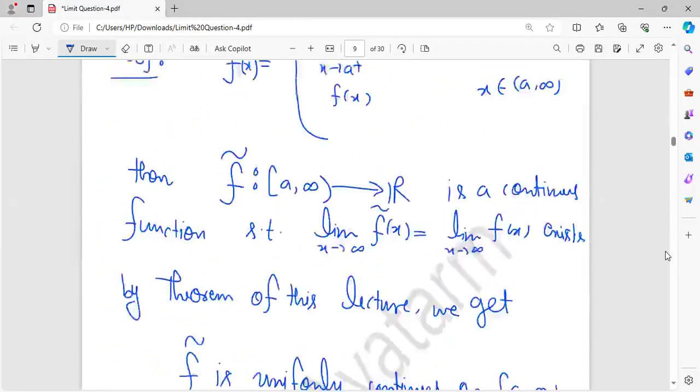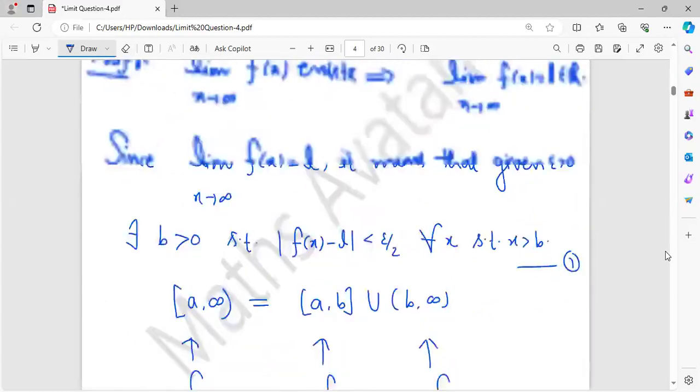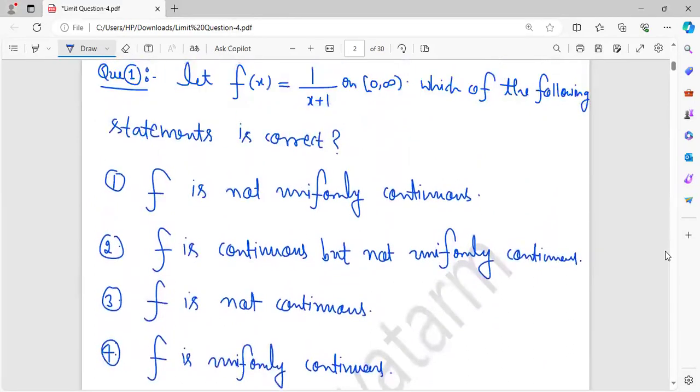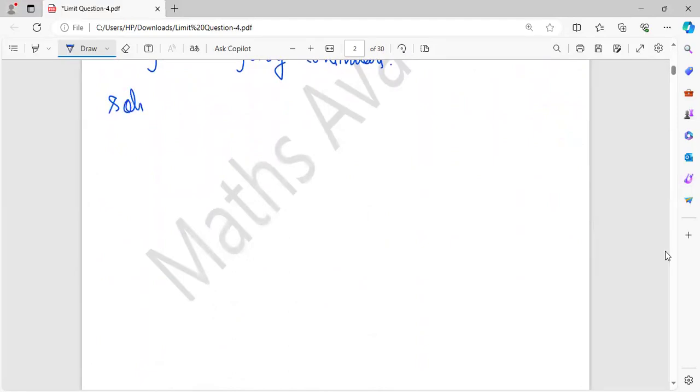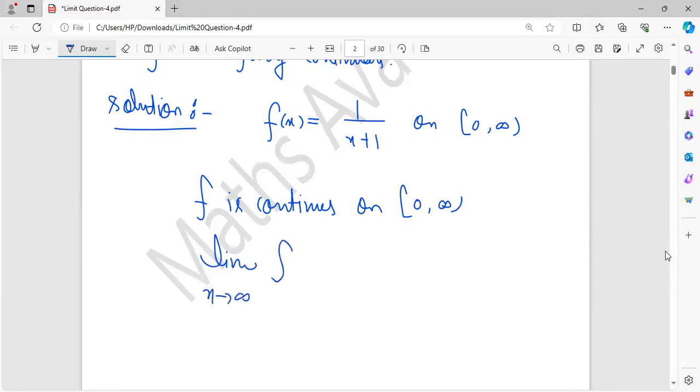Now we are going to solve the questions which we have seen in the starting. So let's come to the questions. These two questions. First, f(x) is equal to 1 upon x plus 1. Let's see its solution. We have f(x) equal to 1 upon x plus 1 on the closed interval [0, infinity). In the theorem I have told, a is 0 and this is a closed interval. Now this function f is continuous on this interval. If the limit as x tends to infinity exists, then the function will be uniformly continuous.